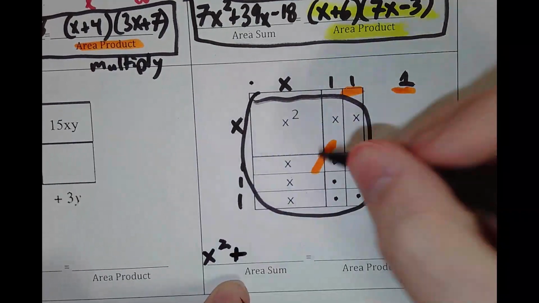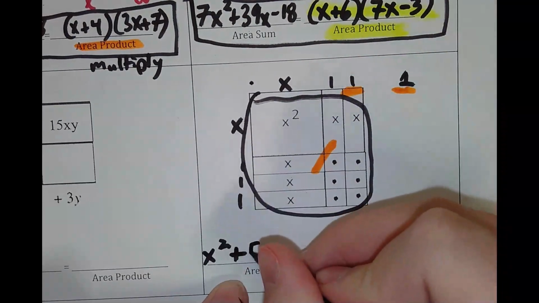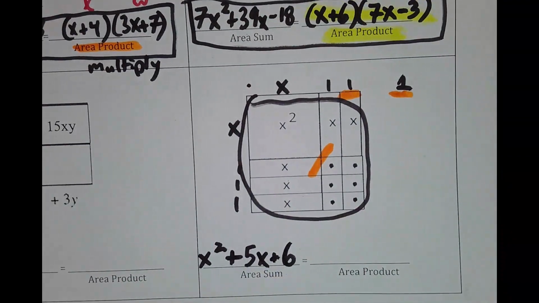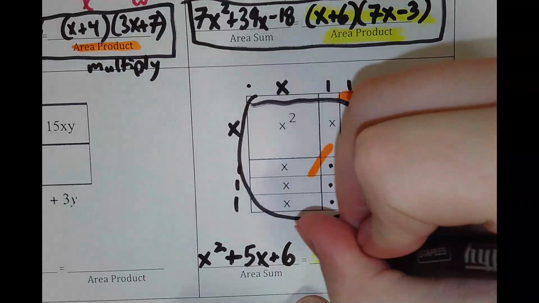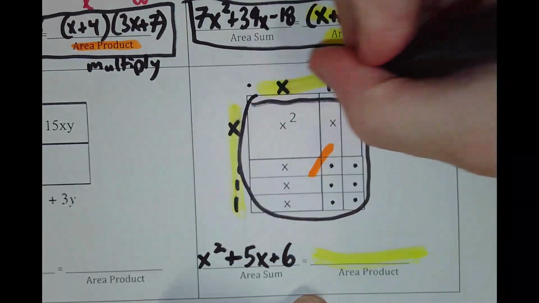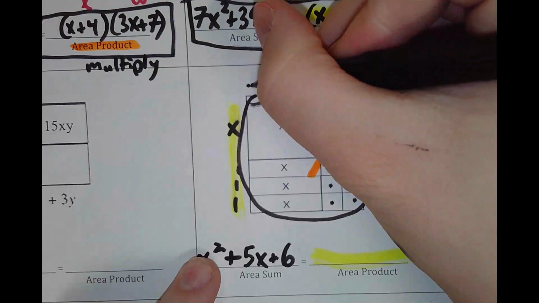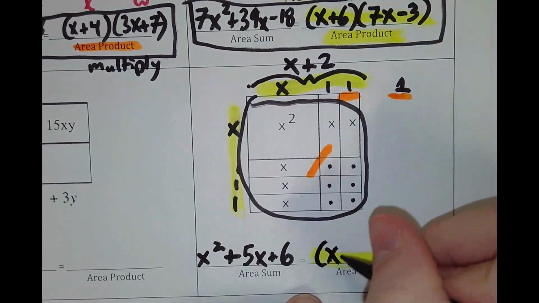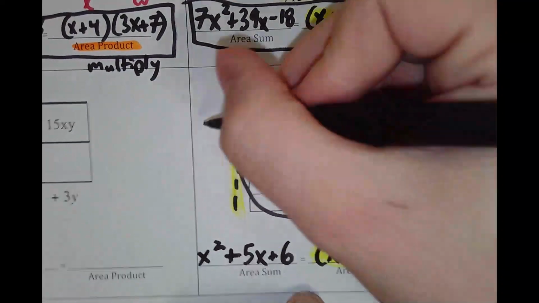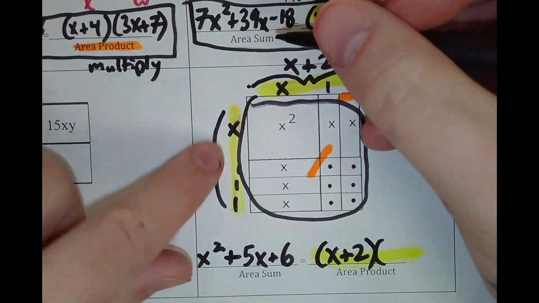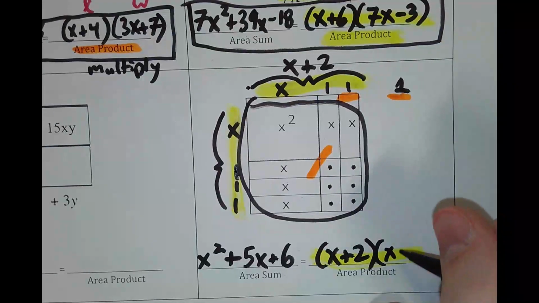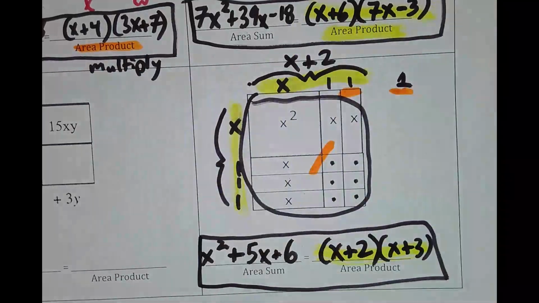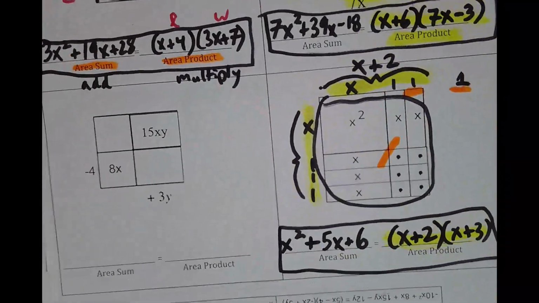How many x tiles do we have? Count carefully. 1, 2, 3, 4, 5. So 5 x's. And then there's 6 1 tiles. Okay, same thing as before. The area product is going to be length times width. So how long is this length right here? It's x plus 2 times, how long is it over here? x plus 3. And that gives us the answer. Nicely done if you got that one right.